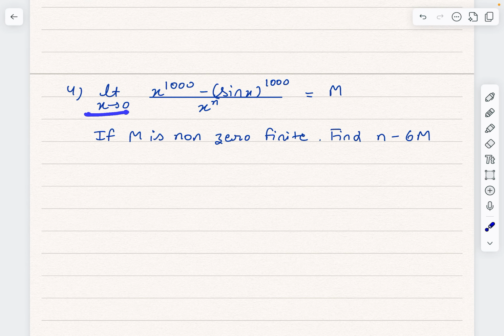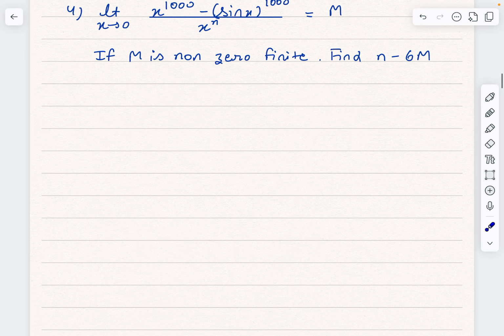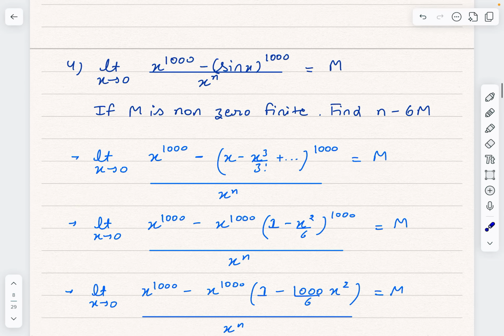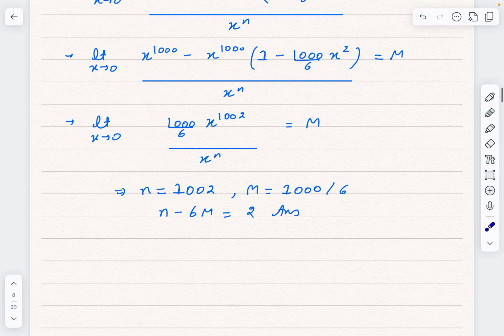Limit x tends to 0, x power 1000 minus sin x power 1000 by x power n is equal to capital M. If capital M is non-zero finite, find small n minus 6 times capital M. You can pause and give it a try. Let us start discussion now. The answer for this problem is 2. You can see how.